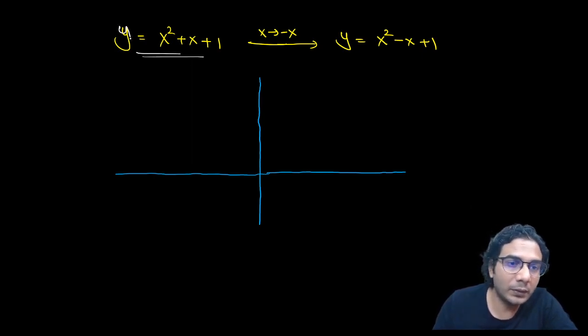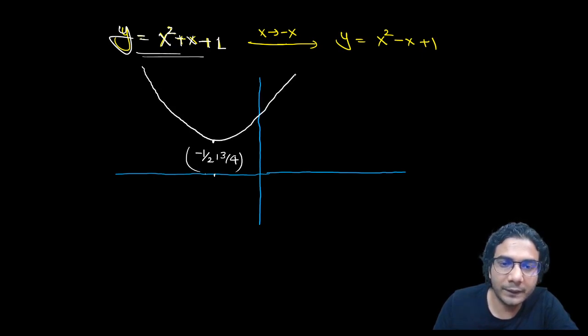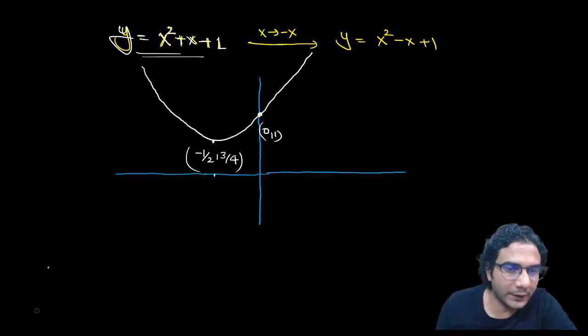y is equal to x square plus x, the base graph, then the transformed graph. This graph's vertex is (minus 1 by 2, 3 by 4). This is the vertex, and it's completely above the x-axis because the discriminant is less than 0. You can check. The graph will be like this. This point is nothing but (0, 1). All right. Now let's plot the transformed graph. So that quadratic will be like this.